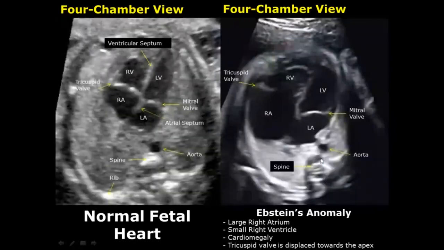Here is another case of Ebstein's anomaly showing a large right atrium, a small right ventricle, and the displacement of tricuspid valves towards the apex.